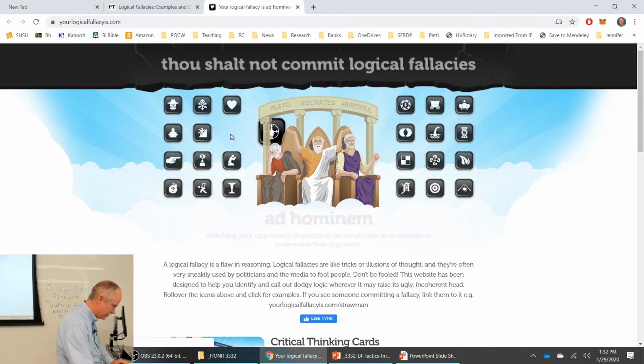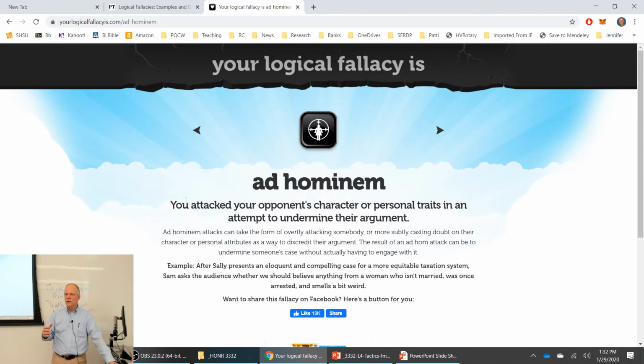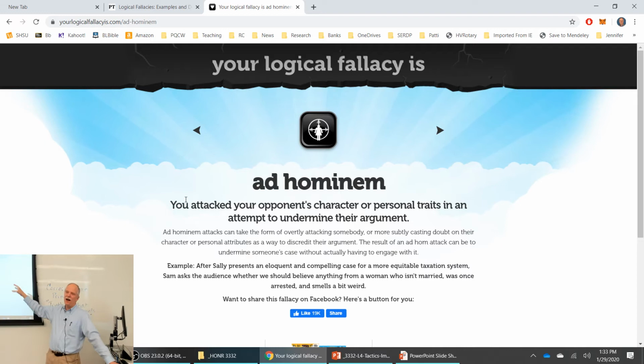So this is kind of nice. It gives us a rundown. You've probably seen this, certainly on the news, when they ask a senator or a congressperson or somebody about their opponent. Do they go against the opponent's arguments? No. They attack the person, and that's what this is. That's an ad hominem attack. So think about what you've seen in your everyday life, and go ahead and write down an example.